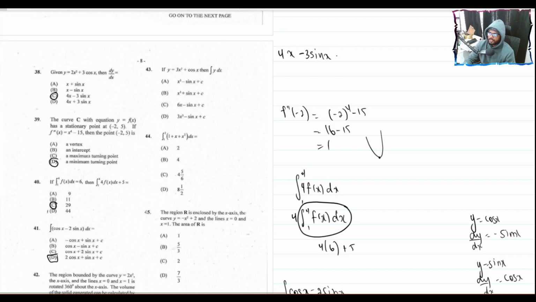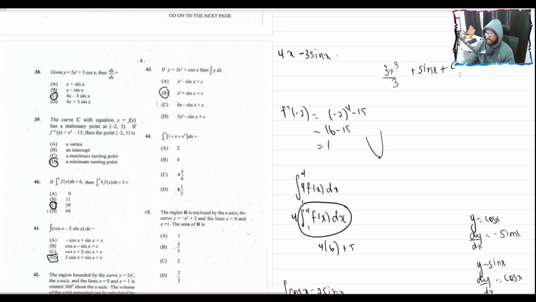Right, last stretch. If y is equal to 3x squared plus cos x, then the integral of y: we get 3x cubed over 3. When I integrate cosine, I'll get back sine. So plus sine x plus c, which is x cubed plus sine x plus c. The answer is B.